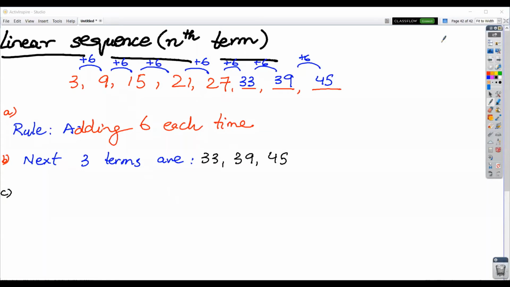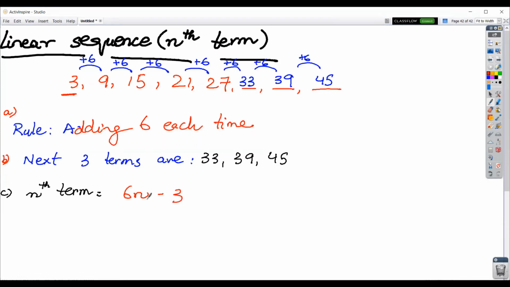The next thing the examiner could possibly ask is to find the nth term of the sequence. To find the nth term of any linear sequence, you start with the rule first. From here, we know that the rule is to add 6 each time. You begin by writing down 6n. Once you have written 6n, to get from 6 to the first term, 3, you do minus 3.